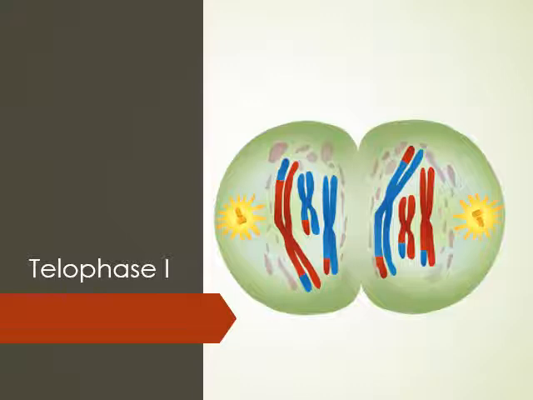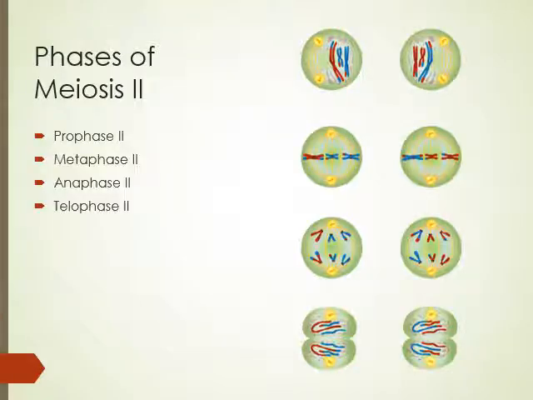So to recap, prophase 1, the nuclear envelope dissolves, the tetrads thicken, crossing over occurs. Metaphase, the microtubules push or pull the tetrads into the center of the cell. Anaphase, the tetrads get pulled apart. And then telophase, the nuclear envelope reforms to give you two distinct daughter nuclei.